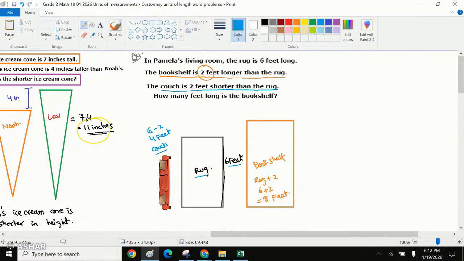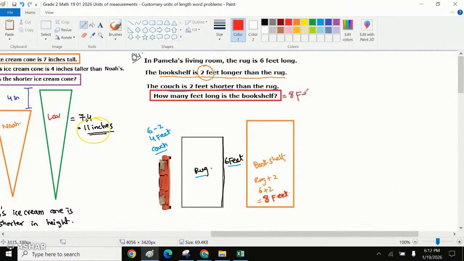So the question says we need to find, okay, how many feet long is the bookshelf? Oh, very simple. We already did that, right? Yeah, thank you, May. Hi, Semi. We're just comparing the lengths. Yes, the bookshelf is 8 feet. 8 feet, right? Very simple.